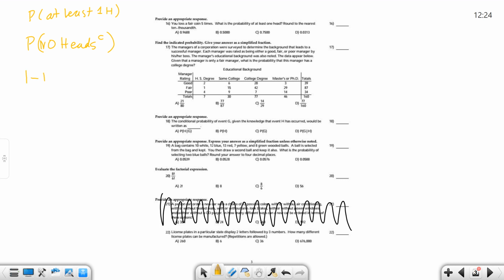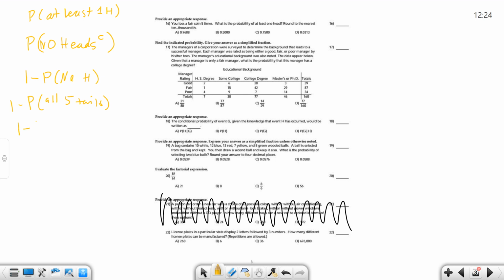So this is 1 minus the probability of no heads, right? Which is the same thing as 1 minus the probability of all 5 tails. Well, what's the probability of all 5 tails? Again, we multiply independent events. If I flip a coin and get tails, when I flip it again, does the coin remember it got tails and try not to get tails this time? No, it doesn't. It's a 1/2 chance every time.